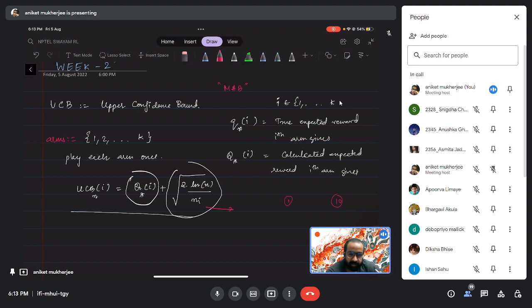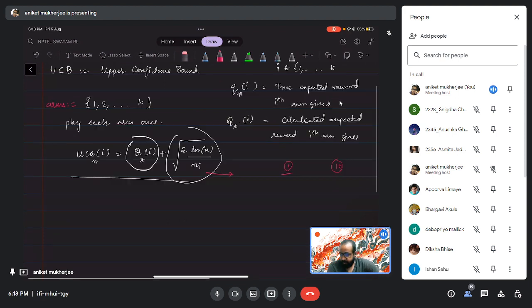And since you have sampled it once, it is a very bad estimator of the expected reward. So what happens is you need to sample this arm more. This gives you how many times you have sampled that arm, and the more times you have sampled the arm, the better the confidence bound you have.